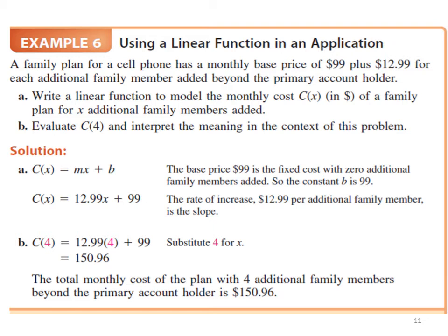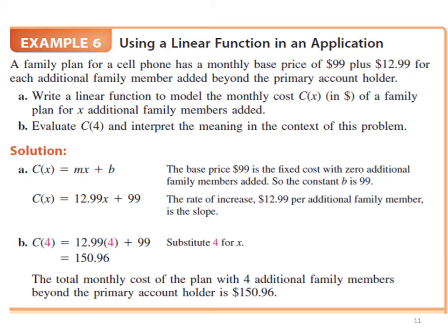We know the cost depends on how many family members you add to the plan. This is our variable X, the number of additional family members. Then the cost will be a function of X. After we do this, in part B, we want to evaluate C of 4. That means we want to find the cost of the plan if you have 4 additional family members.